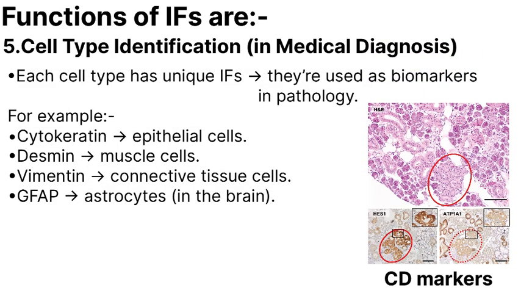The last function is in the cell type identification, as they are used in the medical diagnosis. See, each cell type has a unique IFS. They are used as the biomarkers, or you can say cell ID markers in the pathology in the labs. For example, these are the examples, you can check them out.